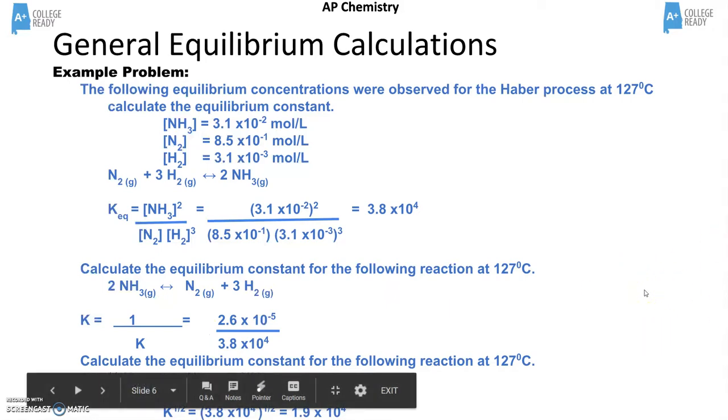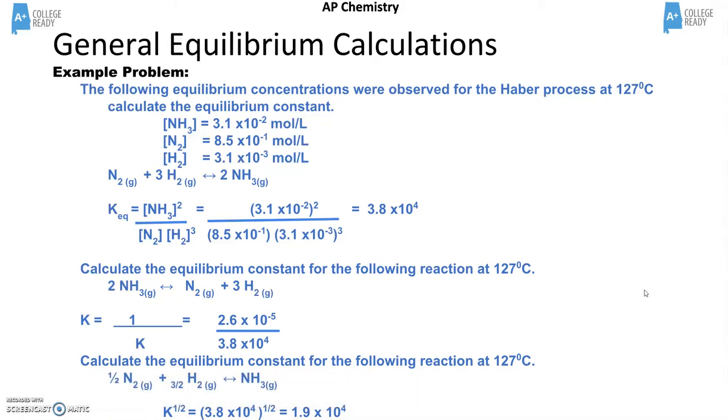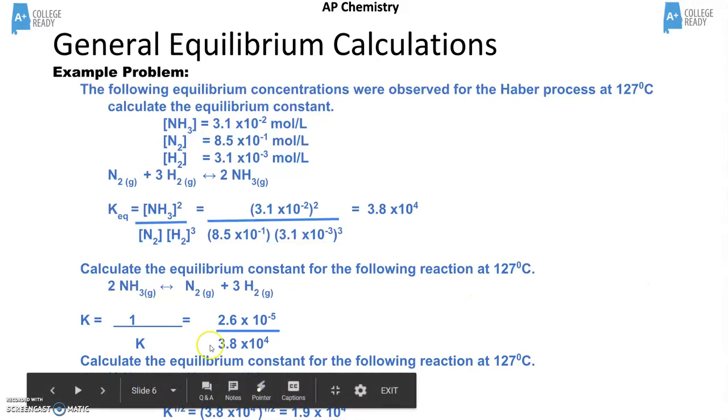Then notice at the bottom, what happens if the reaction is halved? Notice all the coefficients are halved. So again, you just raise your K value to the one half power.